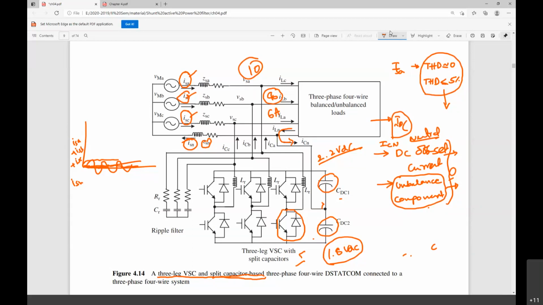People in the literature say that if the unbalanced component is very much higher, though it is not quantified, in that case also there is a capacitor voltage unbalancing issue, only in the three-leg VSC and split capacitor based topology. Okay, yeah.